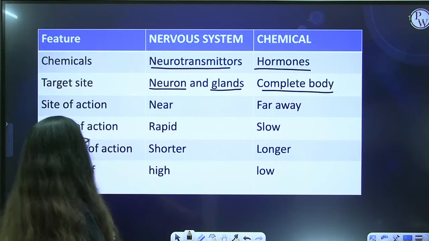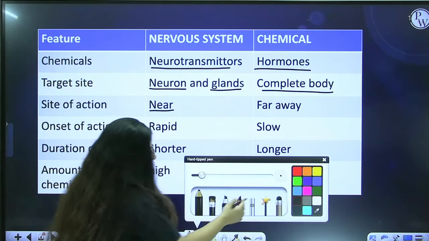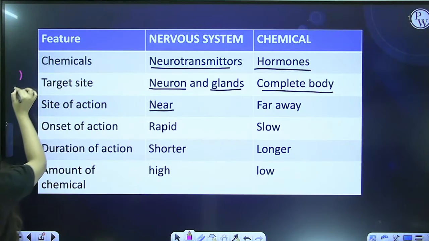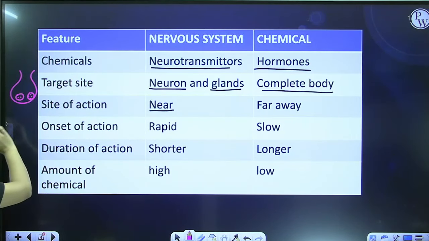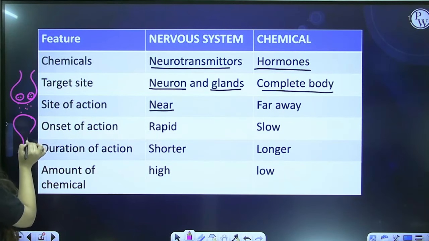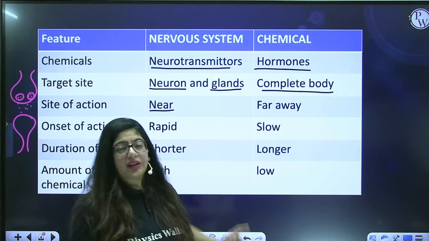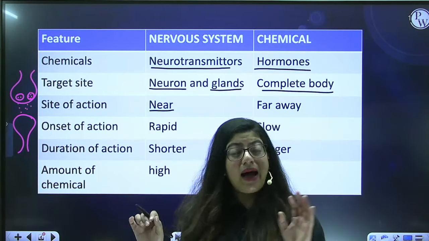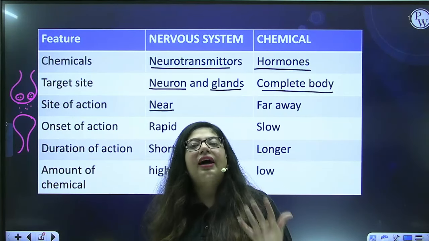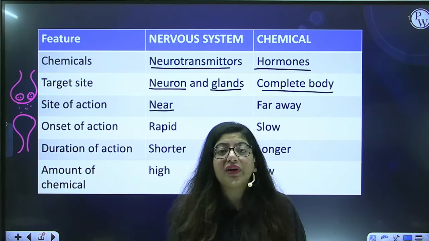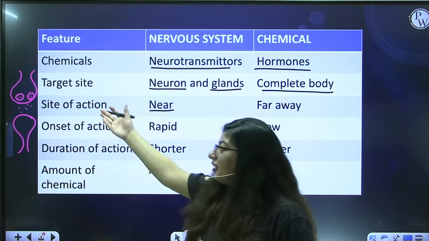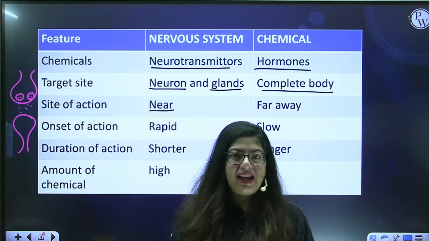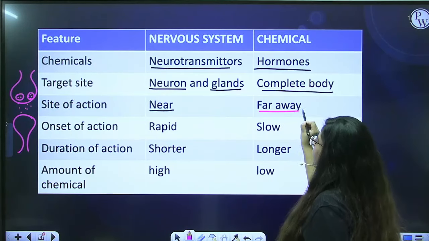Okay, next, the site of action is near. What is it? For example, if I say this is a neuron, then at the axonal end synaptic vesicles will be present, and these synaptic vesicles will secrete neurotransmitter which will stimulate the adjacent neuron. But here the target organ is far away, like the pancreas secretes insulin, and that insulin goes to the liver, and the liver is far away from the pancreas, right? It's not just present adjacent to it, within micrometers, like in the synapses, right? So here the target organ is near, here it is far away.